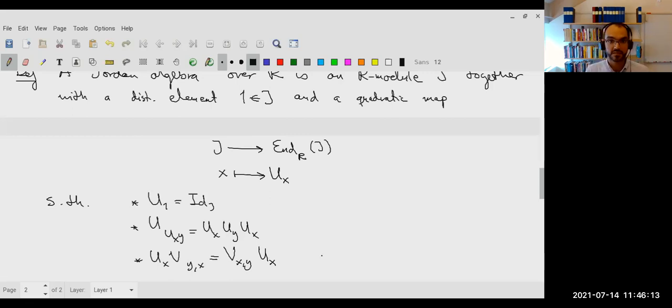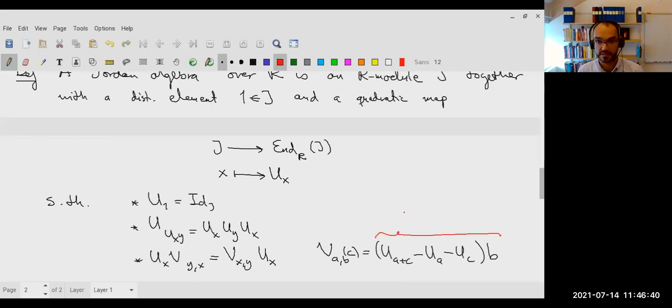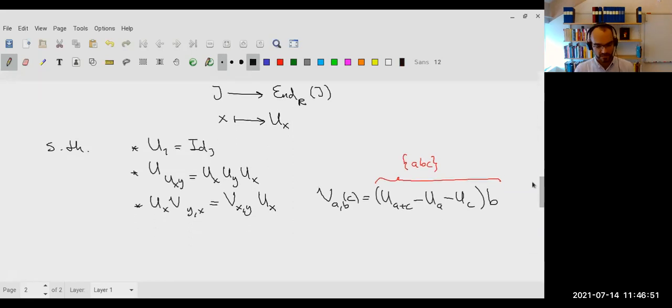So this V operator is defined as somehow the linearization of the U operator, so VAB of C is, you take U of A plus C minus UA minus UC and apply this whole thing to B. And another way to denote this is as the triple product ABC. So this is a Jordan algebra. And so what happens if the characteristic is different from two? Or, I mean, in the sense of schemes, what you want is to have two invertible in your ring R. Then we can define a bilinear multiplication.